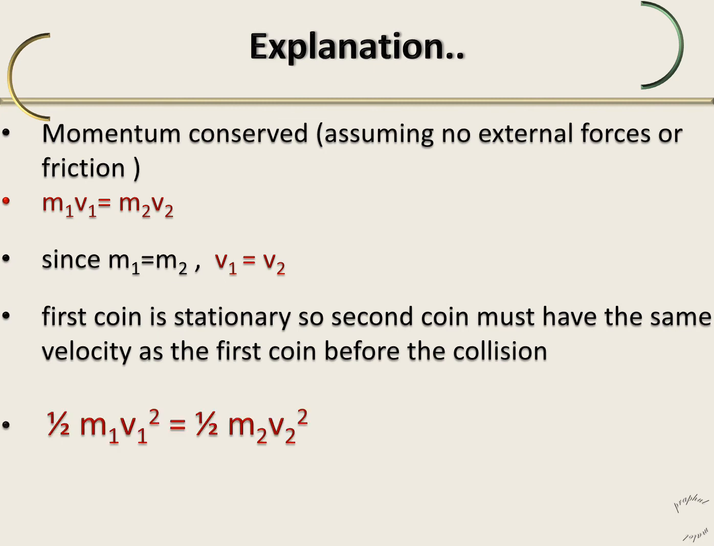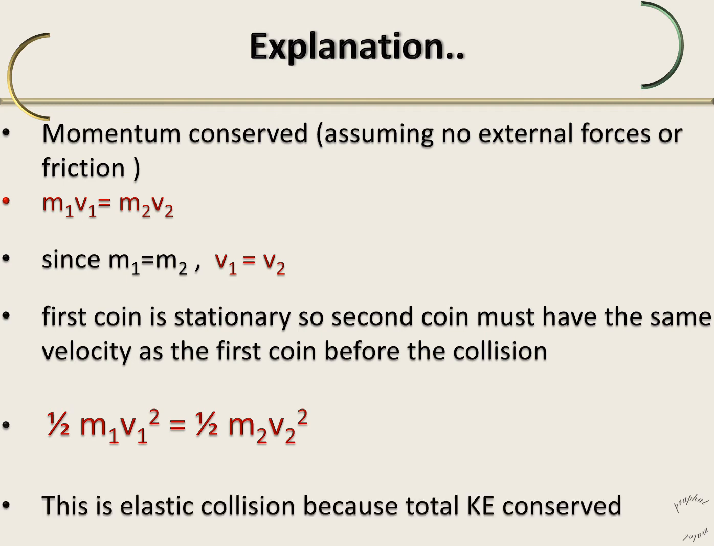Now we are going to use the equation for elastic collisions. If it's elastic, kinetic energy before is always equal to kinetic energy after. In this special example, both masses m1 and m2 are equal, and using the concept of momentum, you have already proved that v1 and v2 are also equal. So this equation is true here, and the collision is elastic because the kinetic energy is conserved.